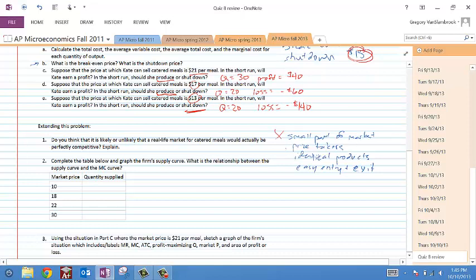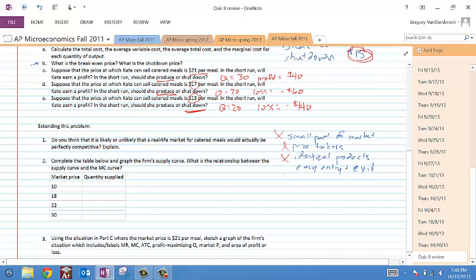Let's skip down to number 3. Are they identical products? Definitely not. Catering is highly differentiated. People like one cook's food over another. Certainly, there's no way to make catering, I don't think, perfectly identical. So for that reason, they're probably not price takers either.